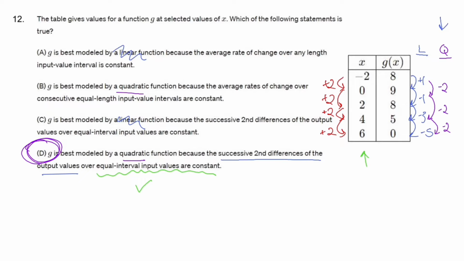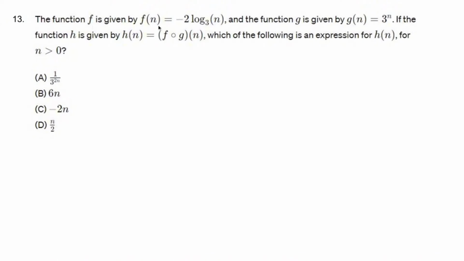The function f is given by f of n equals -2 log base 3 of n. And the function g is given by g of n equals 3 to the nth. If the function h is given by f of g of n, which of the following is an expression for h of n for n greater than 0? So I prefer to write this out as f of g of n.